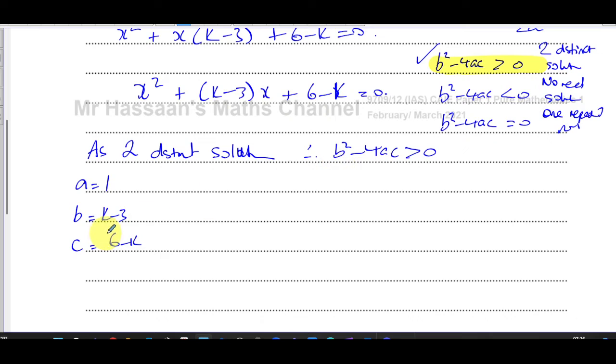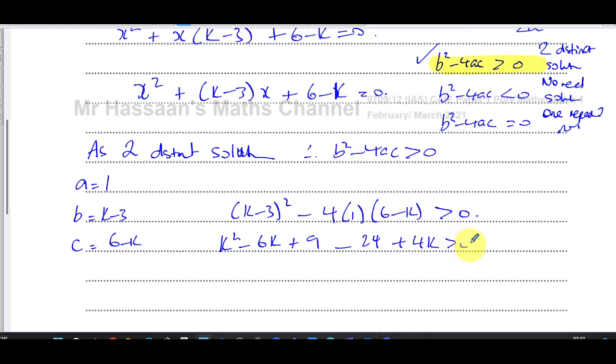So we're going to set up b squared, which is k minus 3 squared, minus 4 times 1 times c, 6 minus k, is greater than 0. If you expand it, this gives us k squared minus 6k plus 9, minus 4 times 6, which is 24, plus 4k is greater than 0. So let's combine the like terms. Minus 6k plus 4k is minus 2k, and 9 minus 24 is minus 15. That's k squared minus 2k minus 15 is greater than 0.